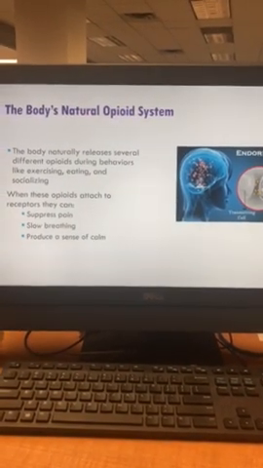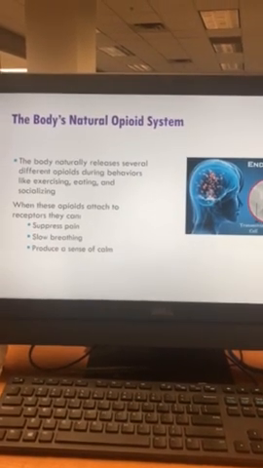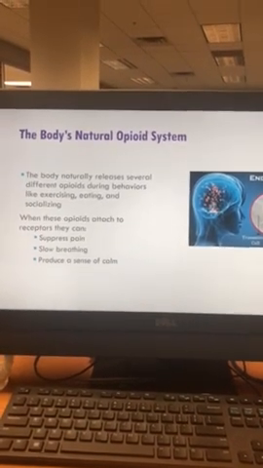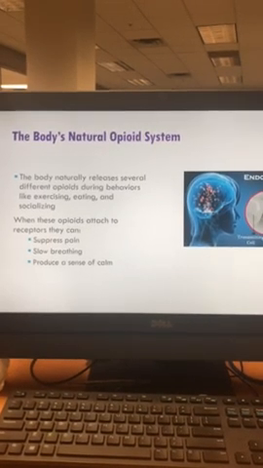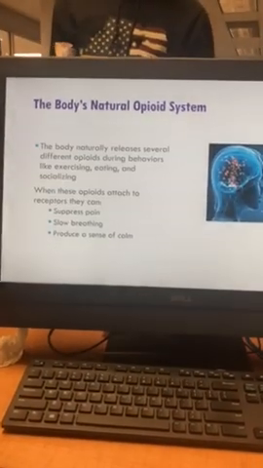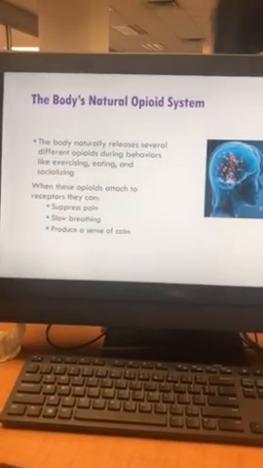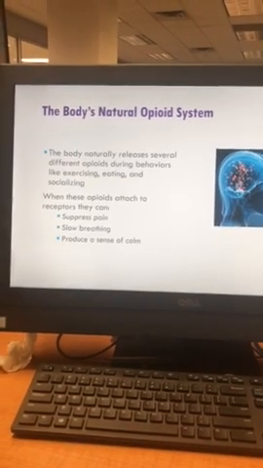Okay, the body's natural opiate system. The body naturally releases several different opiates during behaviors like exercising, eating, and socializing. When these opiates attach to the receptors, they can suppress pain, slow breathing, and produce a sense of calm.